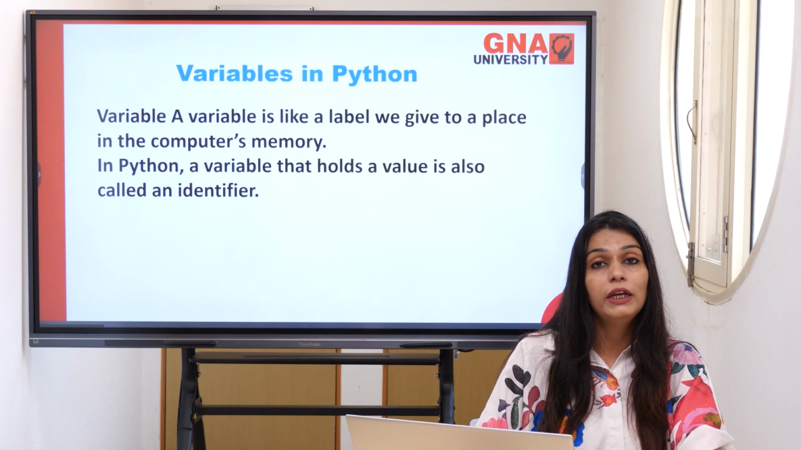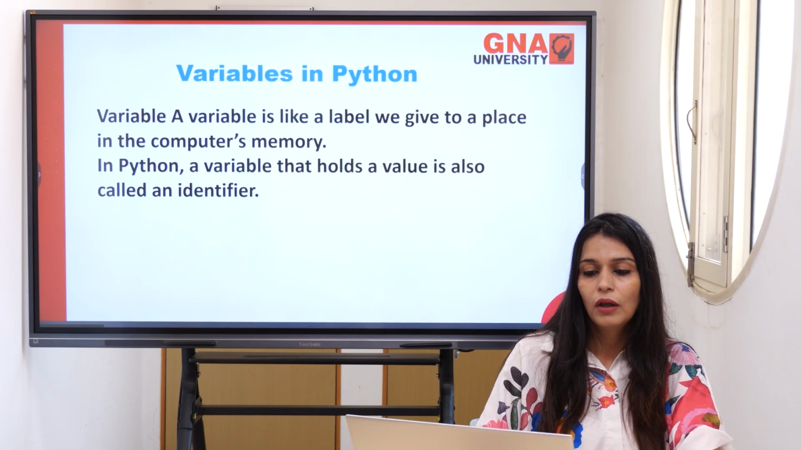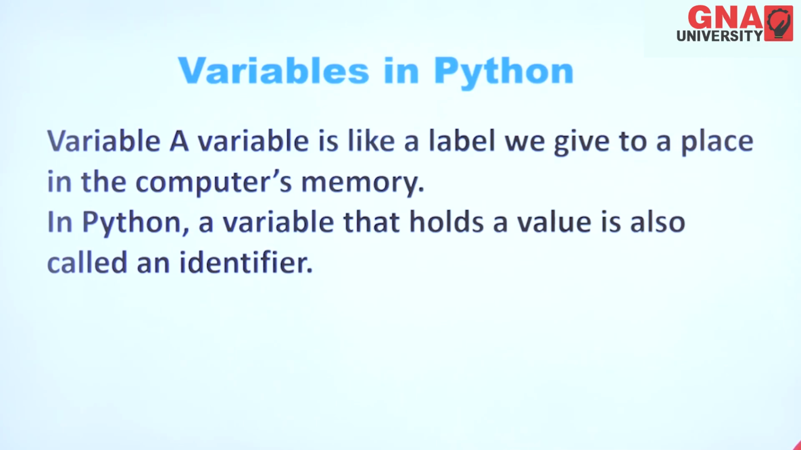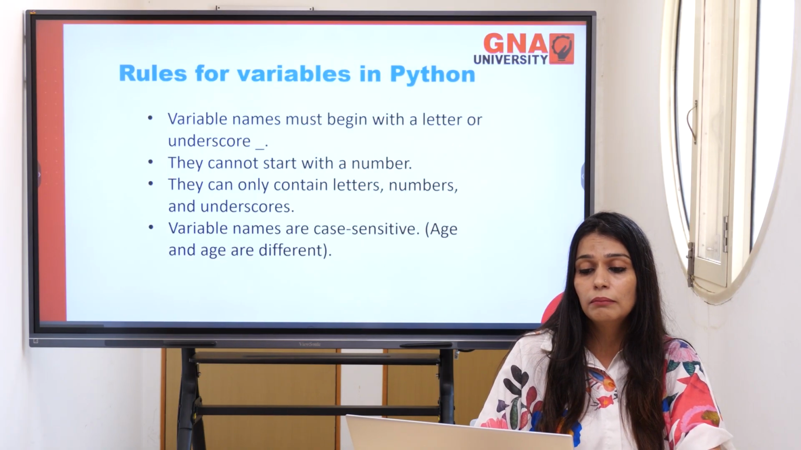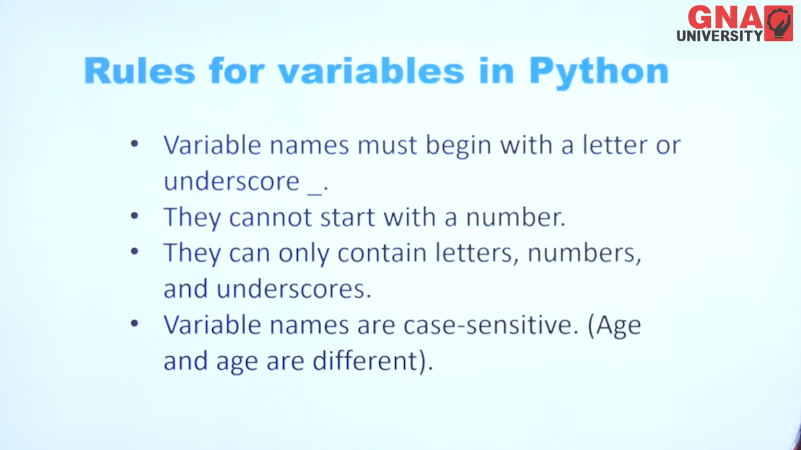Now next, variables. A variable is like a label we give to a place in the computer memory. In Python, a variable that holds a value is also called an identifier. There are some rules for variables. A variable name must begin with a letter or an underscore. It cannot start with a number. It can only contain numbers, letters and underscores. Variable names are case sensitive.